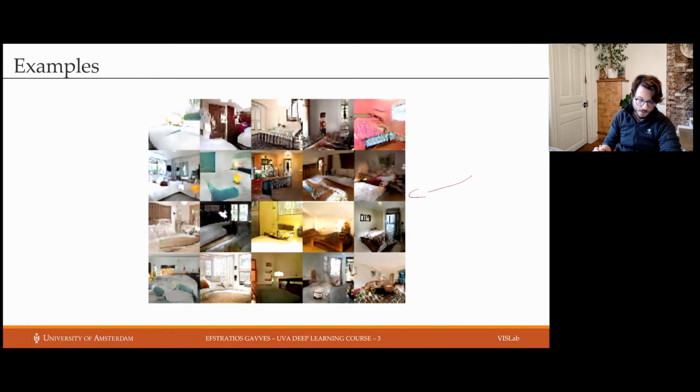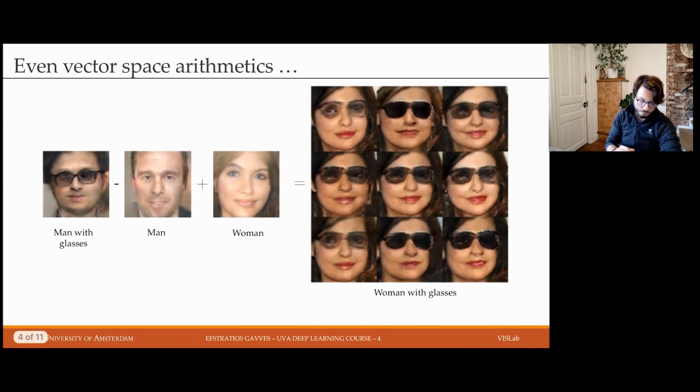The results were interesting at the time. Here are some bedroom pictures, and we can see that they all look like they're indeed some form of a bedroom, although it's also quite clear that these are fake images. So while they might be fooling the discriminator of the GAN, to the human eye it is quite obvious that these are not really real pictures.